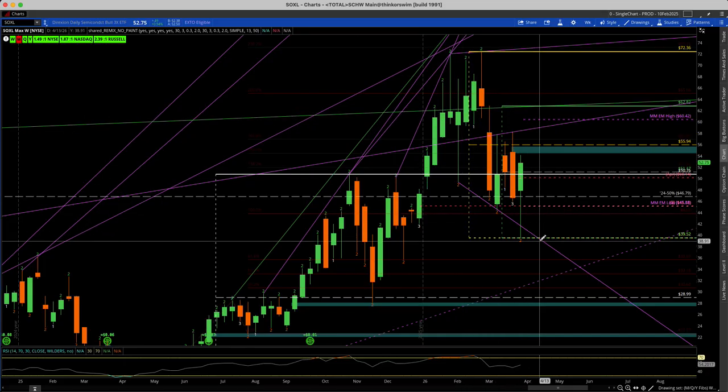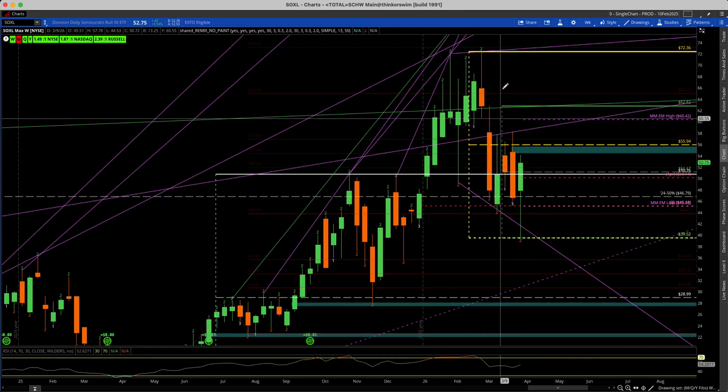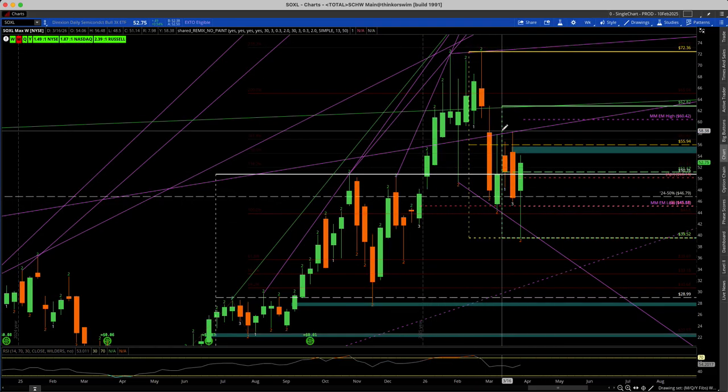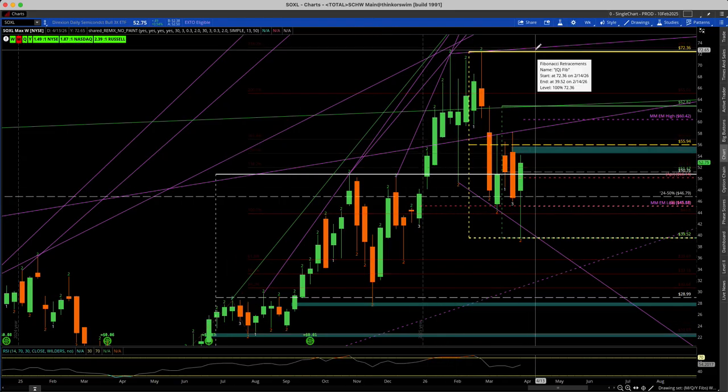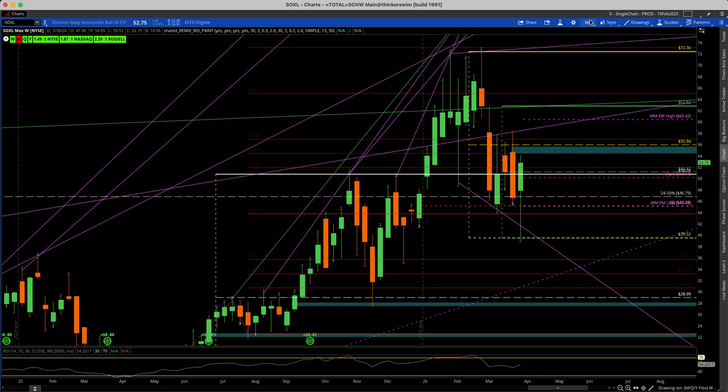Just further showing that this was just an expansion of the broadening formation that we're in at the top of the move that we've made since the April 7th low. So again, more patience, right? On even the week and down is patience.